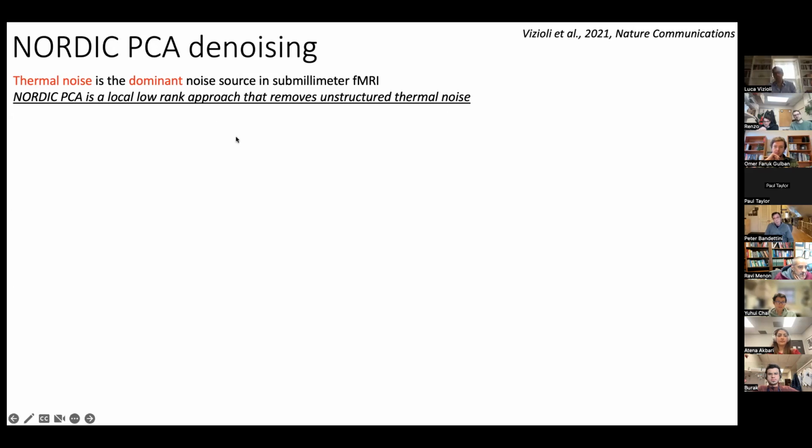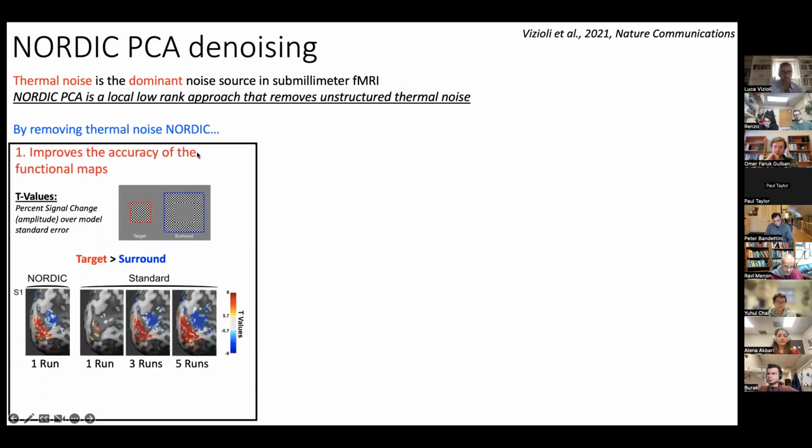So obviously, we wanted to validate NORDIC and determine the impact of NORDIC on our functional responses. And to do that, we turn to the retinotopic properties of V1, which provide some sort of ground truth as to the spatial extent of activation expected by, for example, low-level stimuli in this case. The stimuli that we use are flickering checkerboards, two conditions, a target and a surround condition. One first thing that we looked at were the T-maps to the contrast target larger than surround. T-maps can be loosely conceptualized as percent signal change over the model standard error.